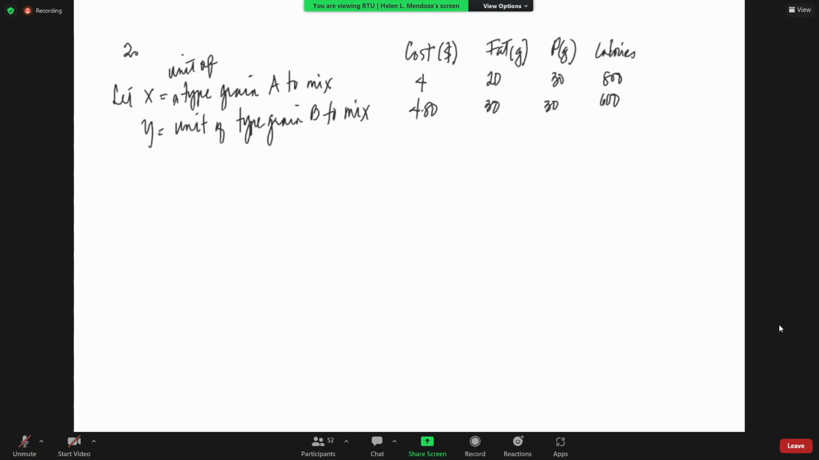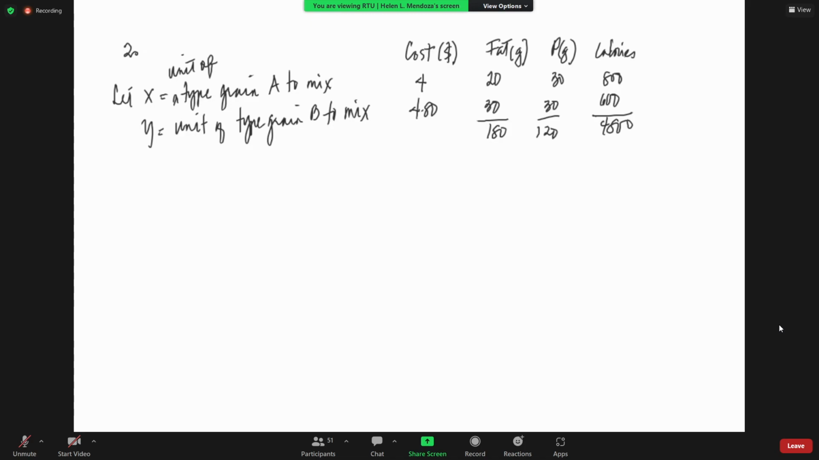Suppose that the poultry raiser wants each unit of the final product to yield at least 180 grams of fat, at least 120 grams of protein, and at least 4,800 calories. So the question is, how many units of each type of grain should the poultry raiser use to minimize his total cost? So ano na siya, di ba? Naka-table, madali na lang.